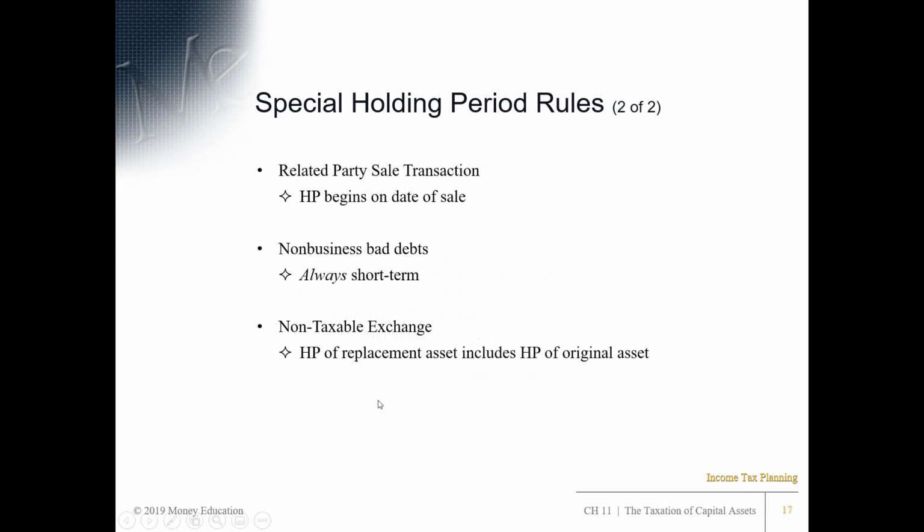If a related party transaction sale, the holding period begins on the date of the sale. If there is non-business bad debt, it's always short-term. And then if you have a non-taxable exchange, the holding period of the replacement asset includes the holding period of the original asset.